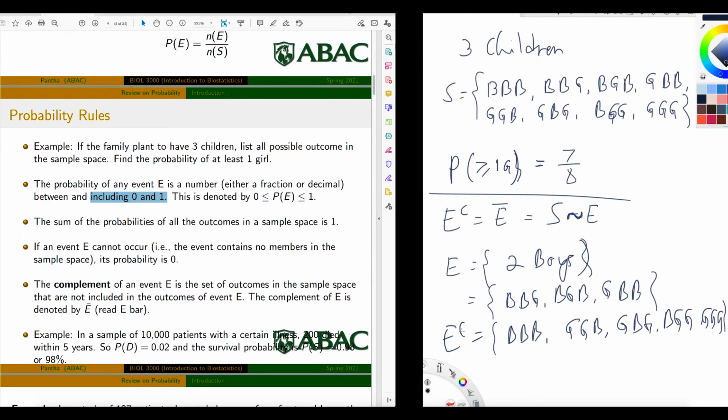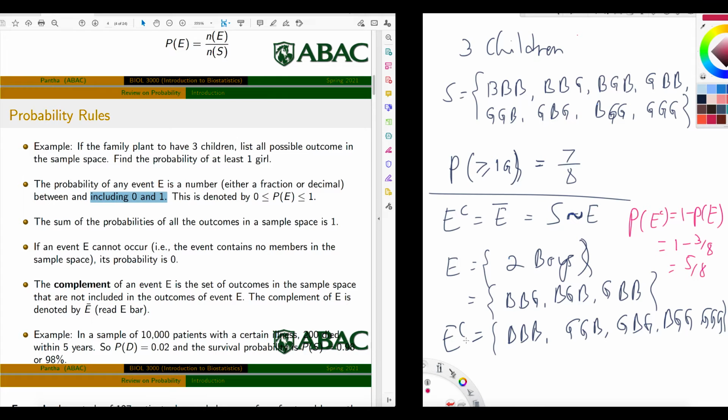So if you want to find the probability of E complement, there are 2 ways to find the probability of the complement of an event. One method is the probability of the complement of an event is equal to 1 minus the probability of that event, because the total probability is 1. For example, in this case, 3 of the outcomes have 2 boys. So 1 minus 3 over 8, because the probability of E is 3 out of 8. So that will be 5 out of 8.